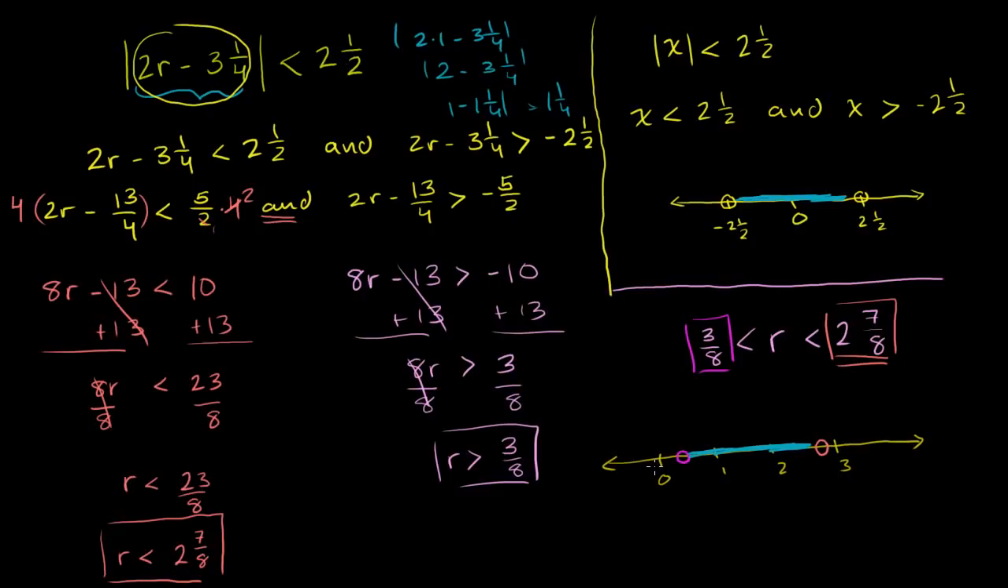Now let's try another number. Let's try 0. Based on this, 0 should not work. So what happens if we put 0 here? You get 2 times 0, which is 0, minus 3 and 1/4. You take the absolute value of negative 3 and 1/4, you'll get positive 3 and 1/4, which won't work. 3 and 1/4 is greater than 2.5, so that works out. And same thing for 3. 2 times 3 is 6, minus 3 and 1/4 is 2 and 3/4. Take the absolute value, it's 2 and 3/4, still bigger than 2.5, so it won't work. So at least the points that we tried out seem to validate this solution that we got.